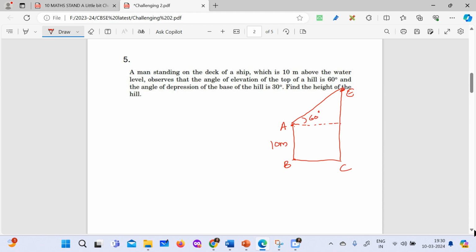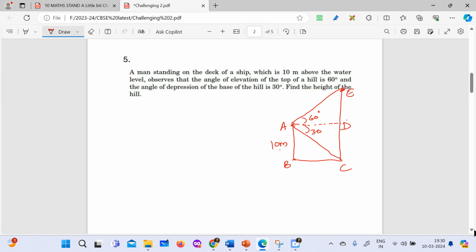Okay, and the angle of depression of the base of the hill is 30 degree. So in that case, we have it here, 30 degree. Okay, I hope this is clear to everyone. Now, and here I will mention D.